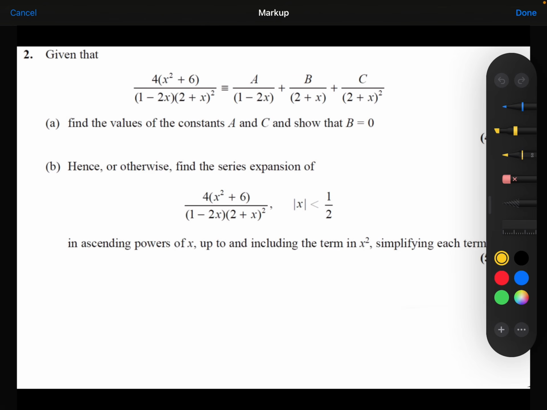Let's first get a common denominator. So the a fraction is over 1 − 2x. I've already got the 1 − 2x there. I just need to multiply by the (2 + x) all squared. So if I multiply the numerator by (2 + x)² and the denominator by (2 + x)², now this denominator matches up with this denominator.